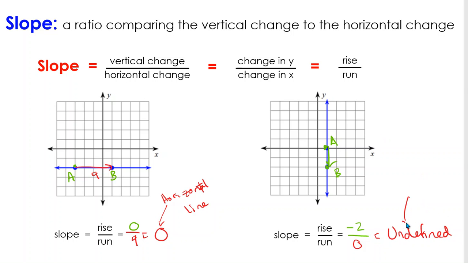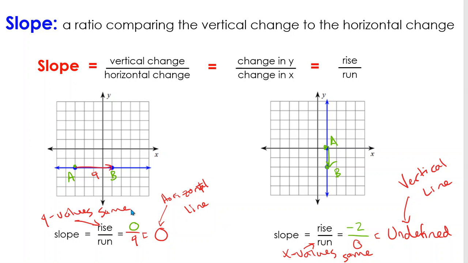And that is always going to be a vertical line, because there's no horizontal change. All the x values are all the same. There's no change. Here, all the y values are the same, so there's no change. So these are two special types of lines, and because there's a lack of change in either the rise or the run, we get those special slopes.